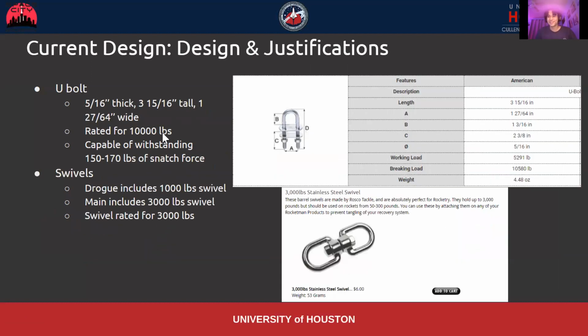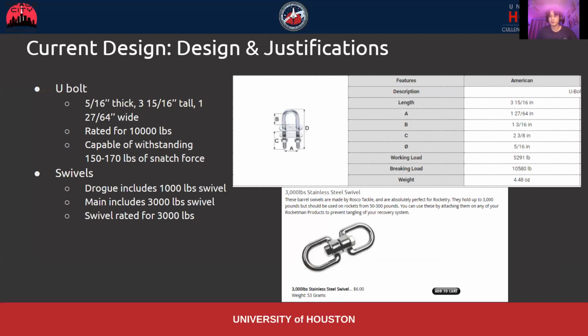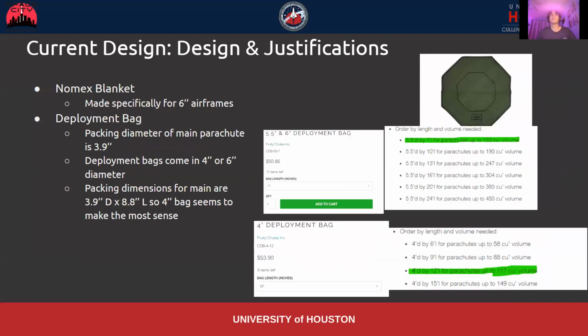The U-bolt is rated for 10,000 pounds, which is more than capable of withstanding the snatch force. The drogue and the main include swivels, so we don't really need to purchase any. These are rated for 3,000 pounds, just in case. I don't think we're going to be buying any swivel, especially since we have the ones from Oberon anyways. And I guess another thing about the tender descenders is that they do include the quick links. So we don't need to buy a bunch of quick links, we only need to buy a few.